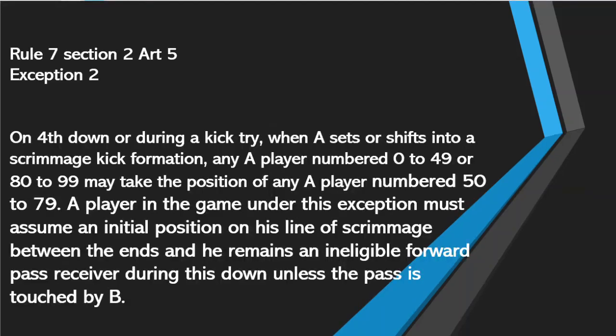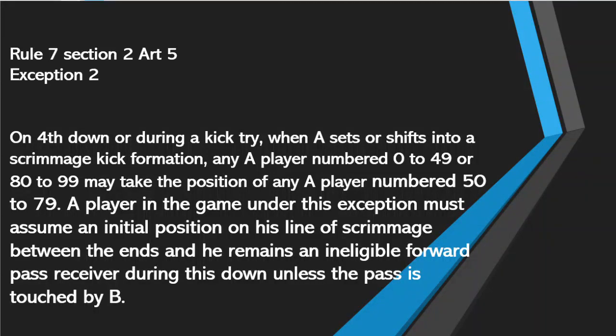As we take a look at our rule book, we look under Rule 7, Section 2, Article 5, underneath the exceptions, exception number 2, and it states: on fourth down or during a kick try, when A sets or shifts into a scrimmage kick formation, any A player numbered 0 to 49 or 80 to 99 may take the position of any A player numbered 50 to 79.